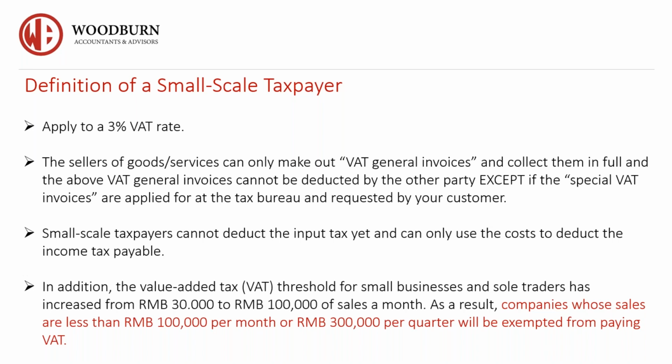I've added the quarterly amount here of 300,000 renminbi because with some tax bureaus, you only have to declare VAT on a quarterly basis as a small scale taxpayer. So depending what your tax bureau says, they will either ask you to declare monthly, in which case it's a sales or revenue level of 100,000 RMB, or if they ask you to declare quarterly, it's looking at 300,000 RMB. Huge advantage. So if you are under these amounts, you're VAT exempt.